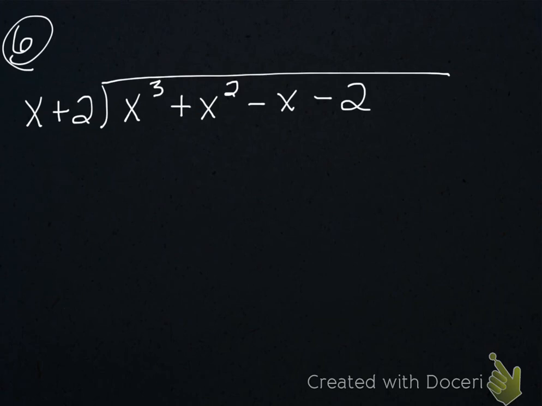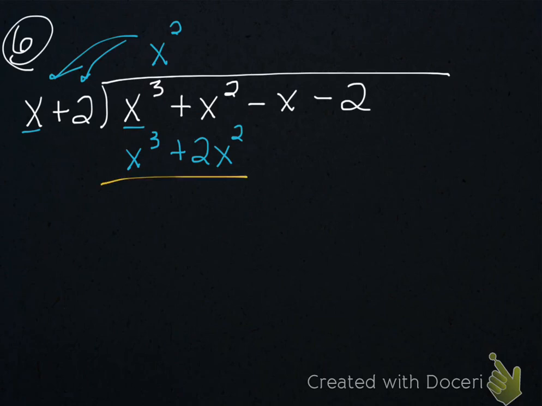Number 6. What do we multiply x by to get x cubed? Let me back up. The x plus 2 goes on the outside. X cubed plus x squared minus x minus 2 goes on the inside. Now figure out what you multiply. We're going to multiply by x squared to both terms in the binomial. So I get x cubed plus 2x squared.